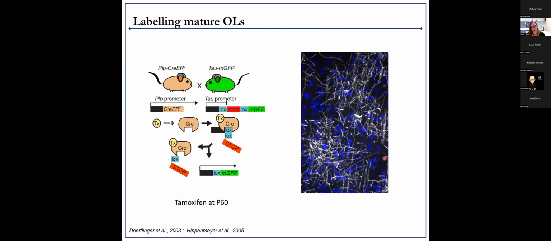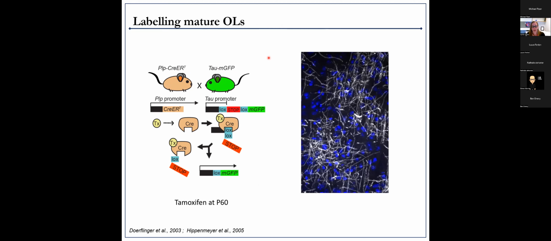And so in order to look at this, we used a transgenic mouse approach, Cre-lox transgenesis, to fate map existing oligodendrocytes. So again, Ben already introduced the PLP-Cre model, and we actually crossed this line with a tau-mGFP, which is a membrane-targeted GFP under the tau promoter.